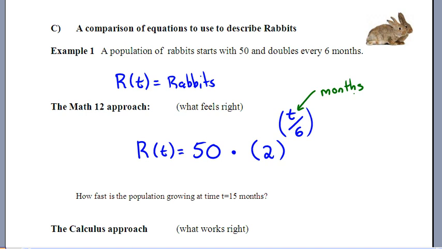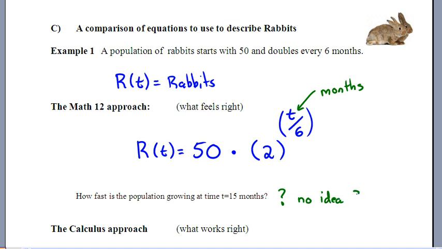And that feels good, right? You look at it and go, yeah, that makes sense to me, right? That you would use a 2 because the population is doubling, and that little 2 is going to do that doubling for you. But if somebody asks you, well, how quickly is your rabbit farm population growing 15 months from now? The answer is, I have no idea.